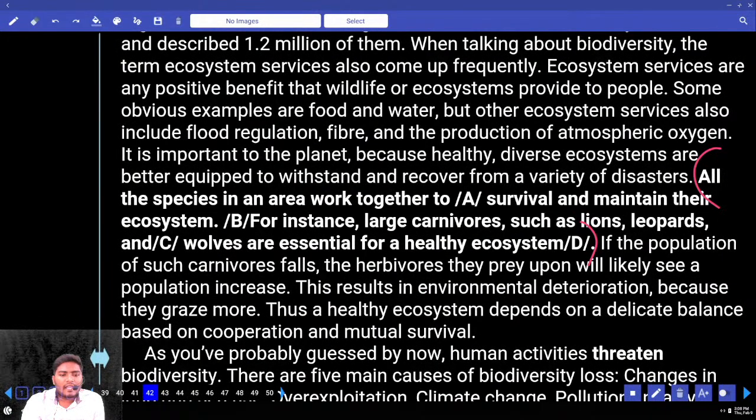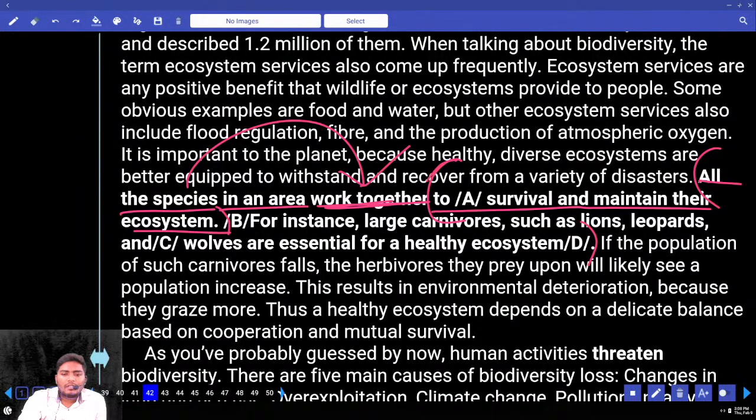Next, move to 42. Find out the error in the bold sentence, here to here. All the species in an area work together to survival and maintain their ecosystem. For instance, large carnivores such as lions, leopards, and wolves are essential for a healthy ecosystem. The sentence is very lengthy. It is a combination of 2 separate sentences. First of all, "all the species", is that correct or wrong? All the species in an area, what do they do? They work together. Why do they work together? To survival and maintain their ecosystem. Now, where is the error?